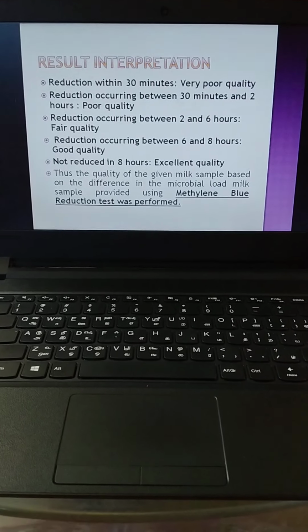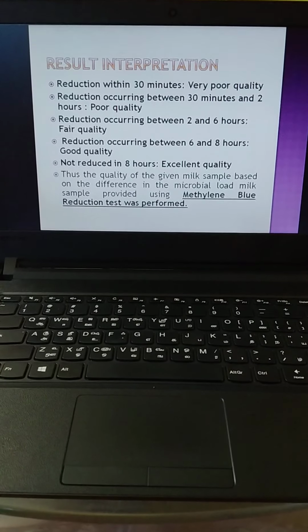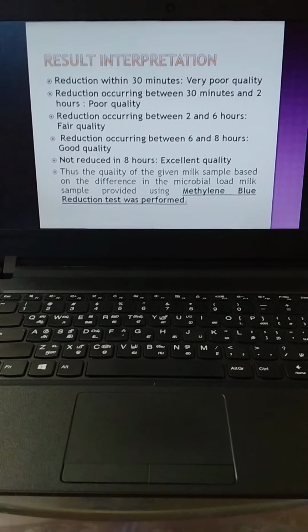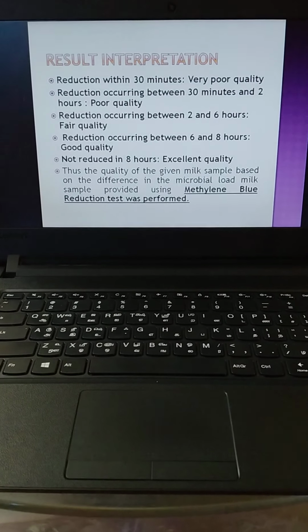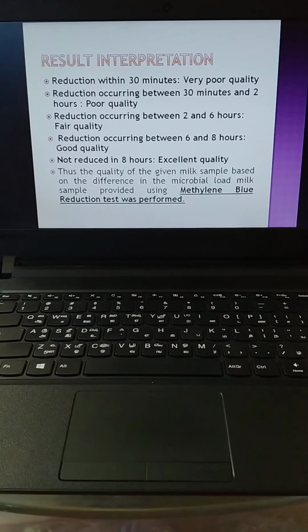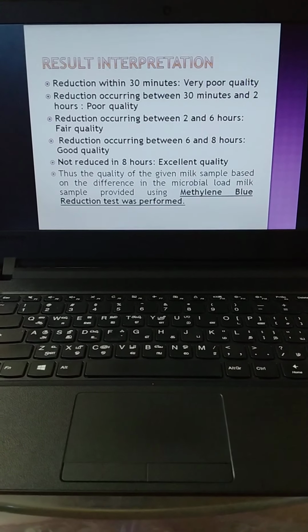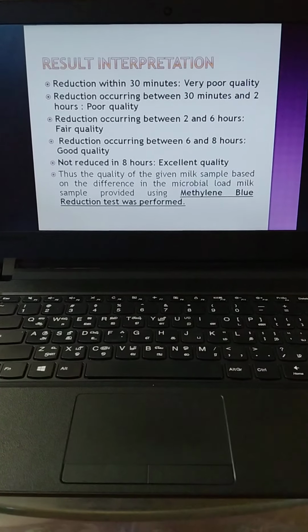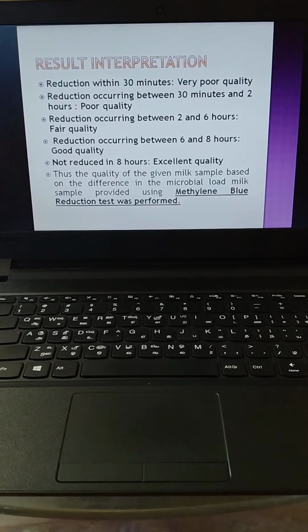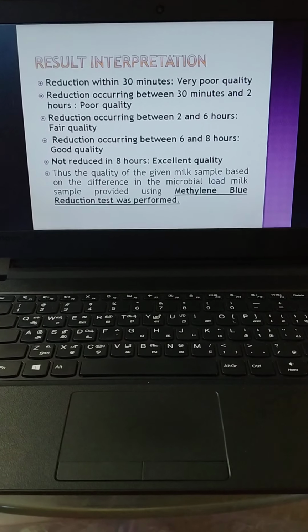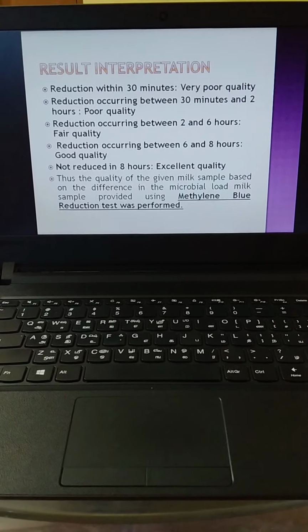What does the result interpret? We can have various types of results. If reduction occurs within 30 minutes, it means the quality of the milk sample we have taken is very poor. If reduction occurs between 30 minutes to 2 hours, it is of poor quality.